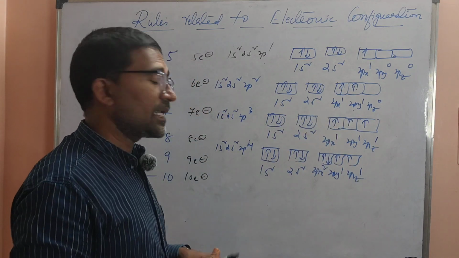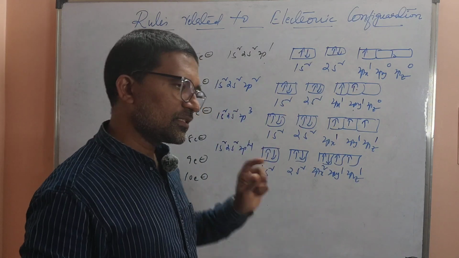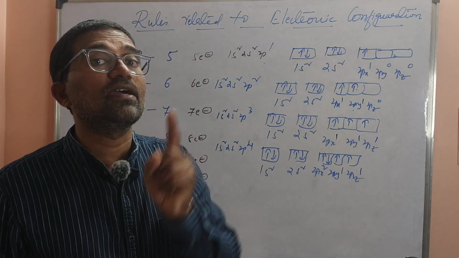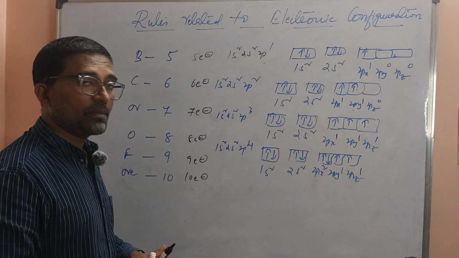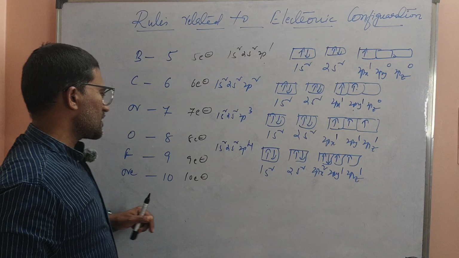You cannot write the pairs directly as 2px2, 2py2, 2pz0. You should not write that, because according to Hund's rule, pairing of electrons takes place after all available degenerate orbitals are occupied by 1 electron each. First 1, then only the pairs. I hope you all are understanding.